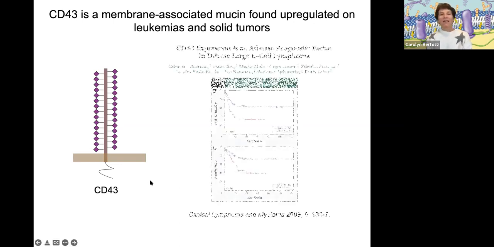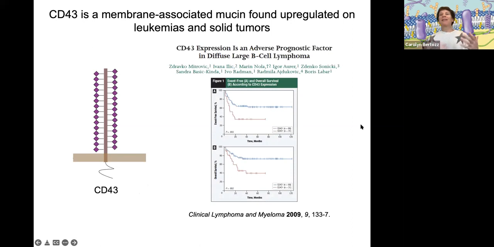And CD43 is an example of a mucin that actually has a long-standing association with cancer. It has been observed to be upregulated on a number of different cancer types, both leukemias and solid tumors. And in a number of clinical studies, its expression levels have been inversely correlated with clinical outcome. So here's an example of a study in which CD43 expression was found to be an adverse prognostic factor for diffuse large B-cell lymphoma. So patients that had a lot of CD43 did more poorly, right? If you looked at the Kaplan-Meier curves, they had poor survival, poor progression-free survival on chemotherapy treatments.